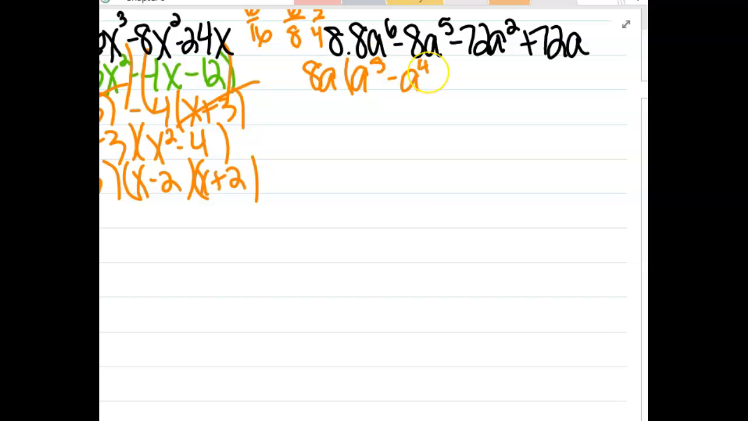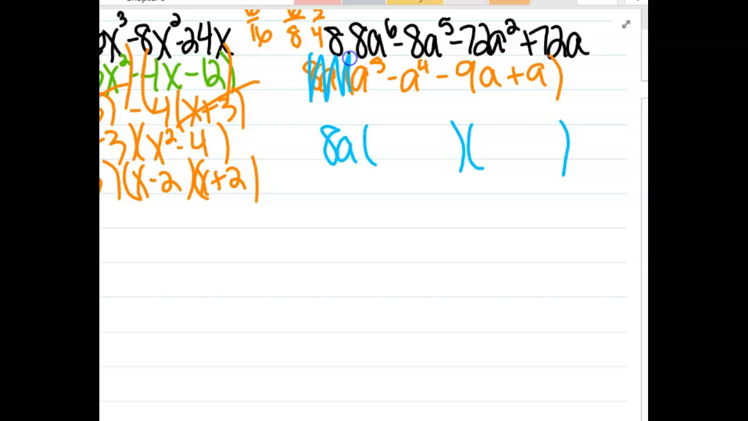minus a to the 4th, minus 9a plus 9. Now, just like the last one, and the 2 before that, you know your answer is going to be 8a times something. So let's do that and forget about the 8a.